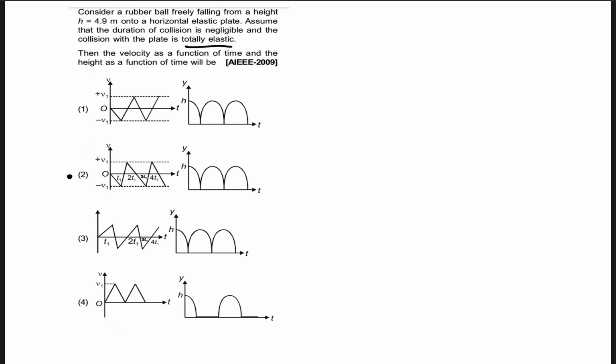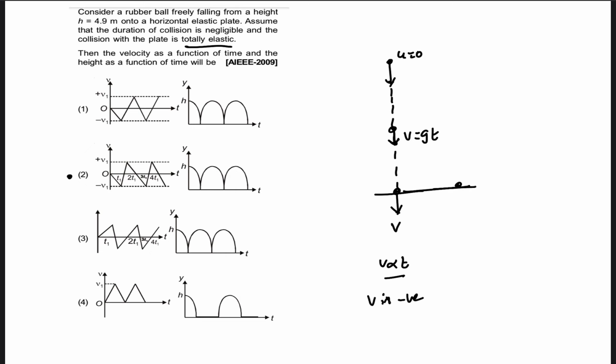Then the velocity as a function of time and height is equal to how much? You see here a ball is freely dropped. Whenever a ball is freely dropped, it strikes the ground from a certain height. So at any time, if you want to calculate velocity, v is equal to gt, nothing but v proportional to t. Now v is pointing in the downward direction, so v is negative in the first case. After that it is going up, so if it is going up, you will get a positive value of velocity.